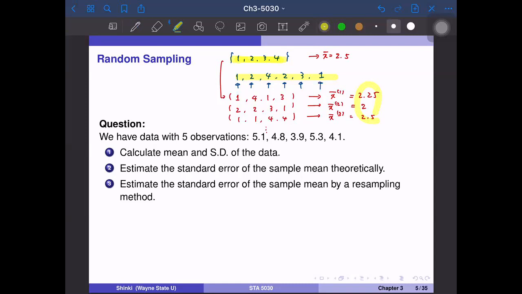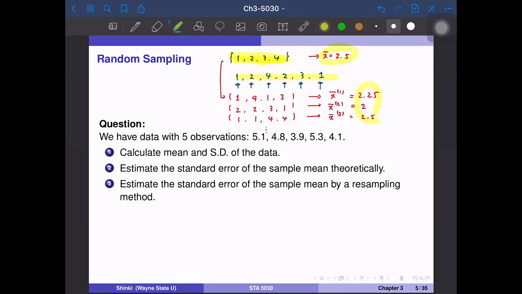So now we can see how reliable this X bar is. X bar is equal to 2.5, but we have some variability if the same kind of observations appear in a new sample.